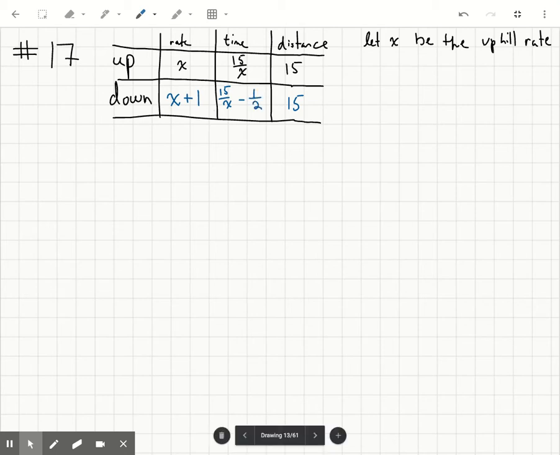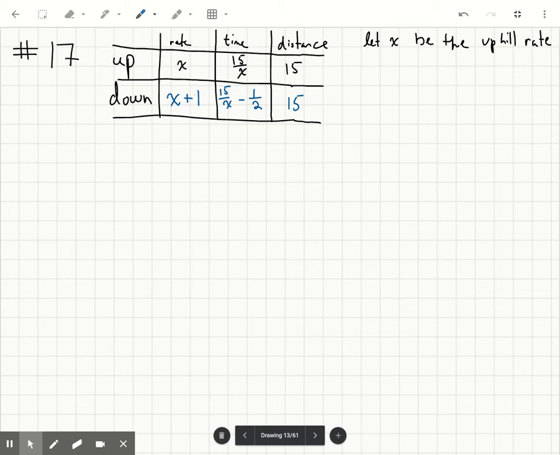So what does this mean? And so you might say, well, wait just a second. Why didn't you put 15 over X minus 1? Which is true. I could have put 15 over X minus 1. That's the time, but we don't know what X is. And then if we say rate times time equals distance, we'll just get 15 equals 15. So that doesn't really help us. We want to combine something from going up and down. So we're combining that.